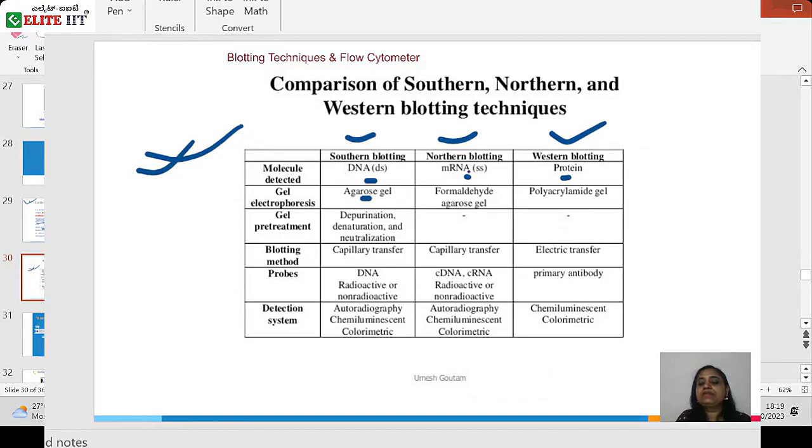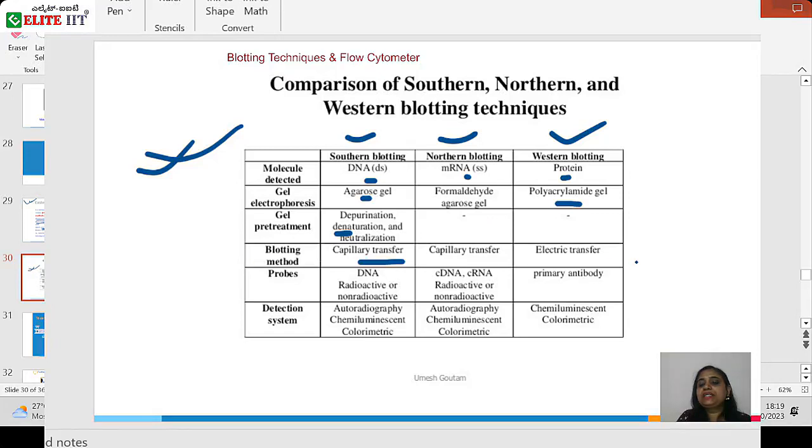In case of northern blotting, it is agarose or formaldehyde agarose. Now western blotting uses polyacrylamide gel. Gel pre-treatment may be done in case of DNA for the denaturation. In other cases there is no pre-treatment. Now the blotting method: capillary transfer.